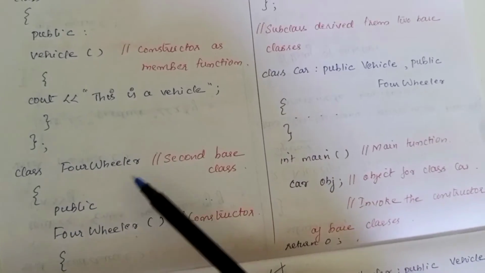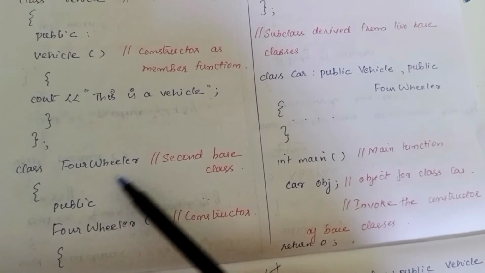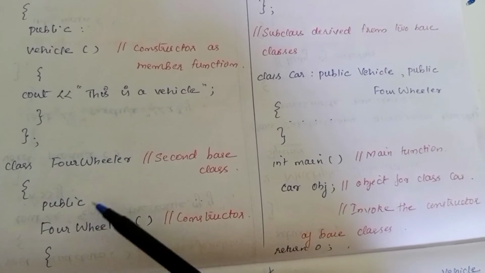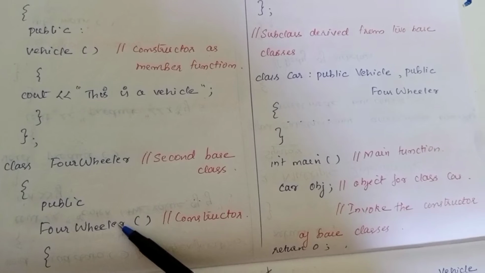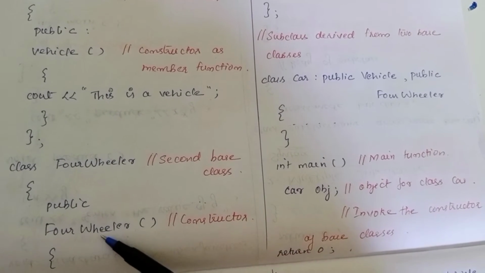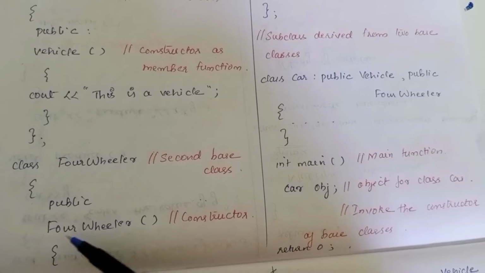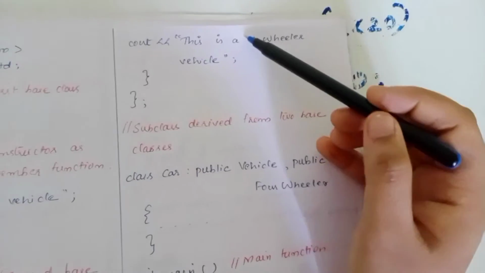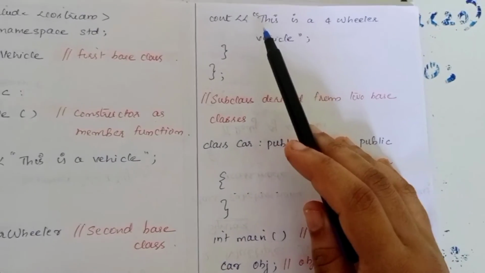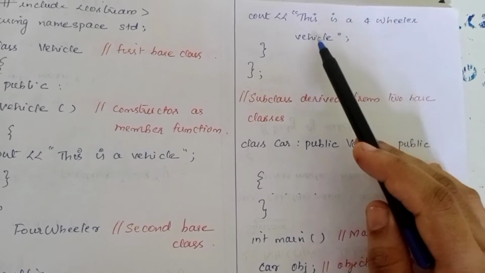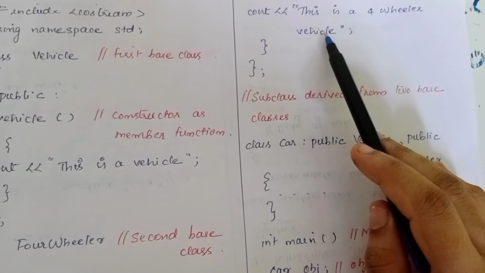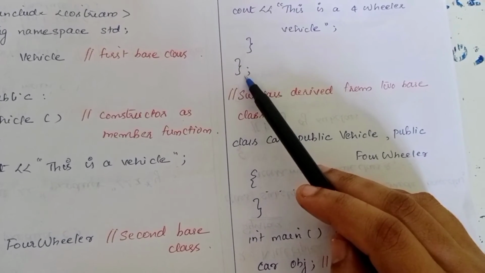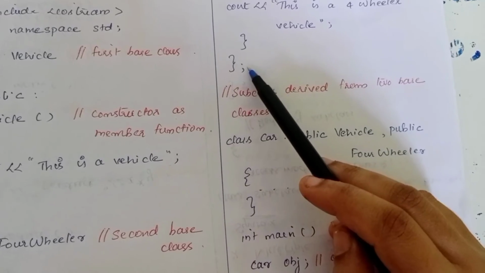Again, I created another base class, the second base class, class 4-wheeler. Inside it, I also give a constructor with the same name as the class, 4-wheeler. Inside the constructor I just give a cout statement: this is a 4-wheeler vehicle. Then close the class. Now this program consists of 2 base classes.